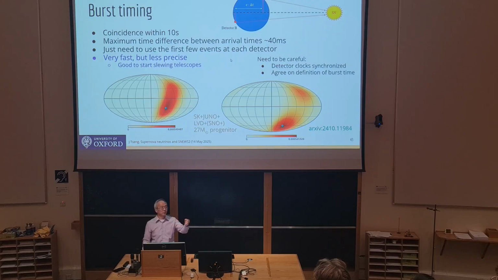And it also doesn't depend upon one single detector being on, because detectors do go up and down. So these are some of the probability maps that we get. This is Super-Kamiokande plus JUNO plus LVD plus SNO+. These are detectors that are either on already or will be on very soon.